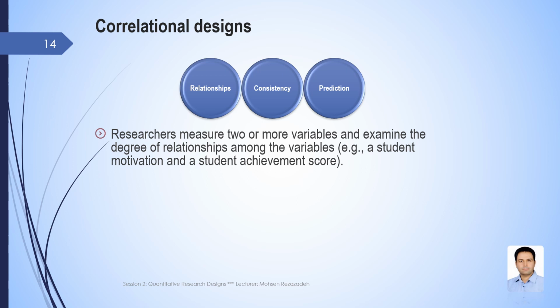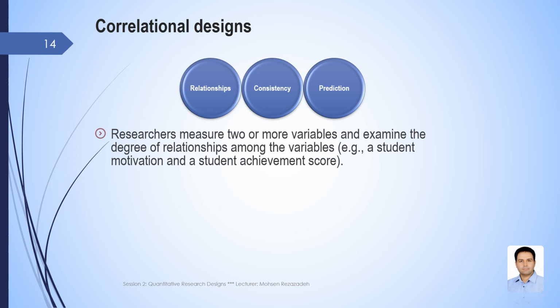For example, student motivation and their achievement score. And the research question would be, is there any significant relationship between students' motivation and their achievement score? Or we can state other examples. Is there a relationship between the number of teacher absences and students' test scores?